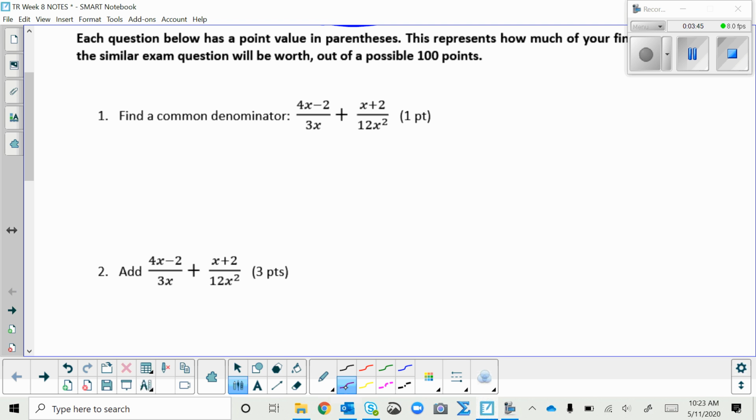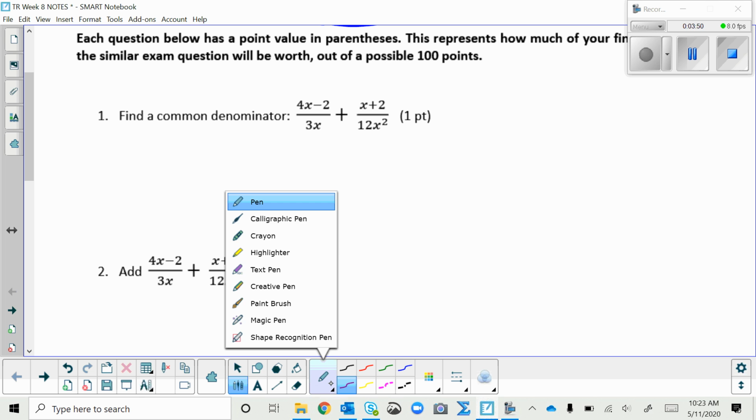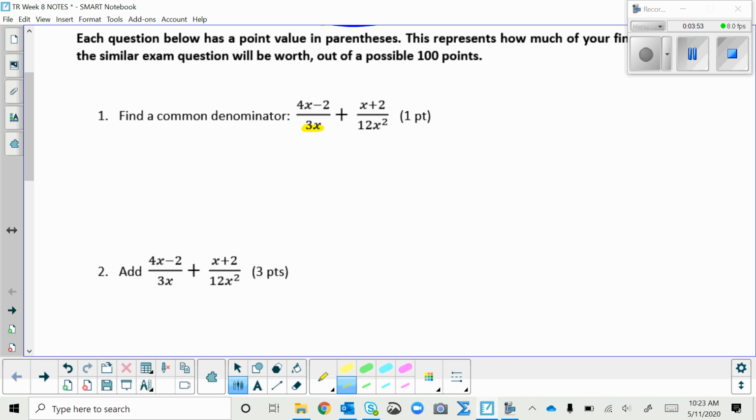All right, so number 1, find a common denominator. So let's look at our denominators we have right now. 3x and 12x squared. And think about that in chunks, okay? 3 and 12, you can use 12 as a common denominator. X and x squared, you can use x squared as a common denominator. If that's something that comes naturally to you and your brain automatically figures it out real quickly, good. Kind of skip over the next part of the video or just tune it out for a second.